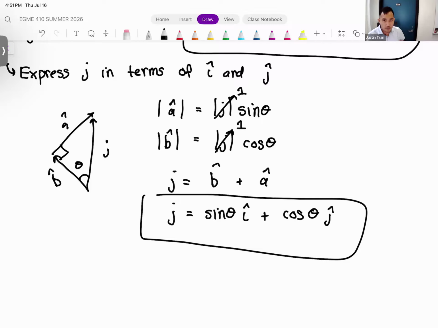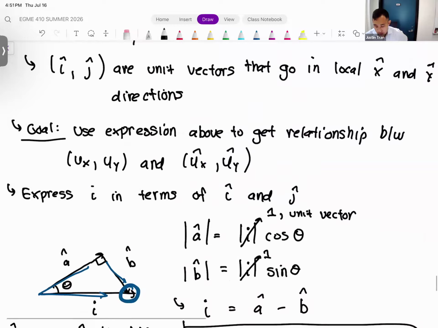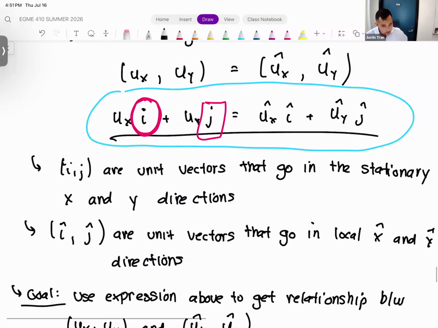Okay, so now we have expressions for both the i vector and the j vector, and so now we can plug this back into this expression up here. It's going to take a little bit of algebra, but essentially what we're going to get is an algebraic relationship between ux, uy and ux hat, uy hat. That's valuable because then we can use that to express our element stiffness matrices in the stationary coordinate system, which is ultimately what we want.